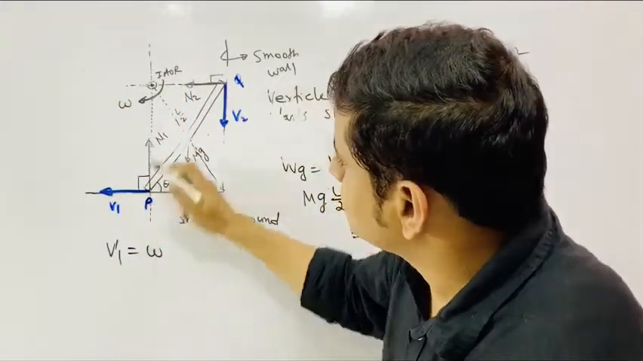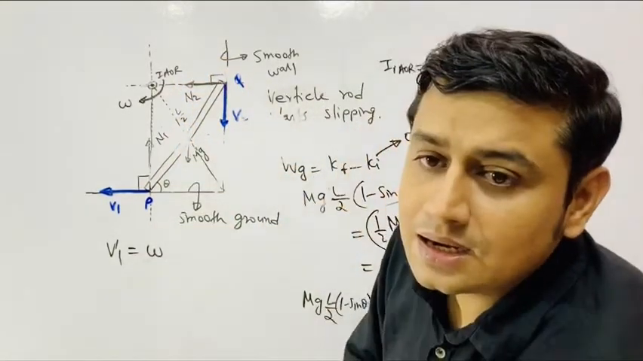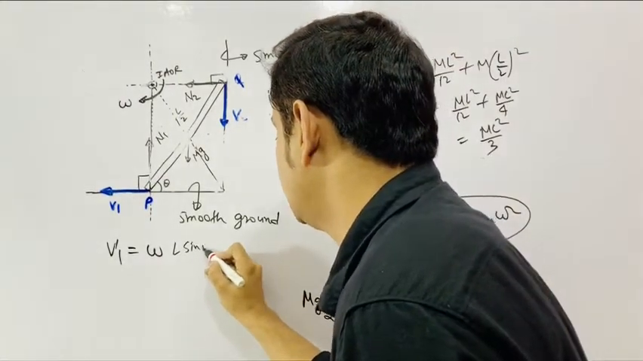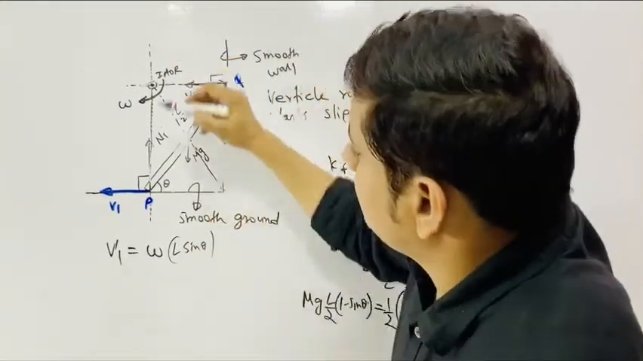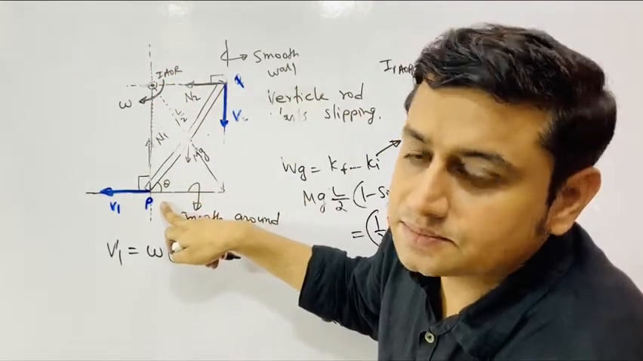So what is the speed of this point? From this point, what is this height? L sin theta. So V1 is equal to omega into L sin theta. Agreed? V1 is equal to omega into, from here to here the distance is L sin theta.